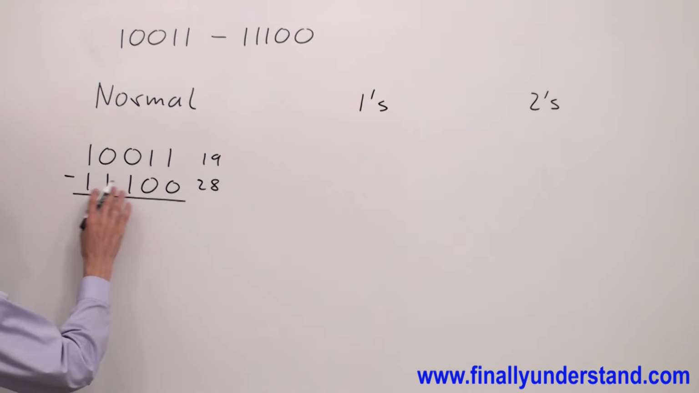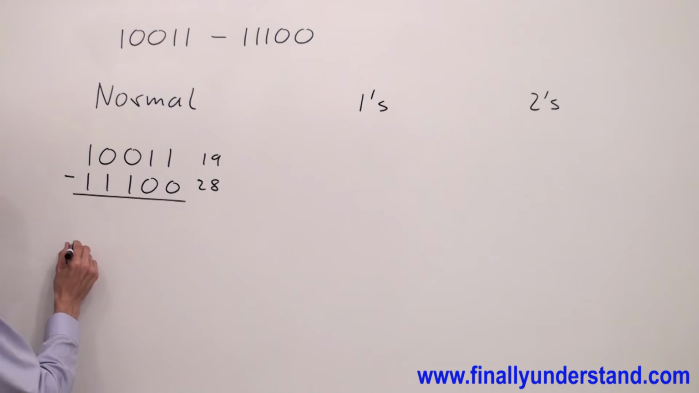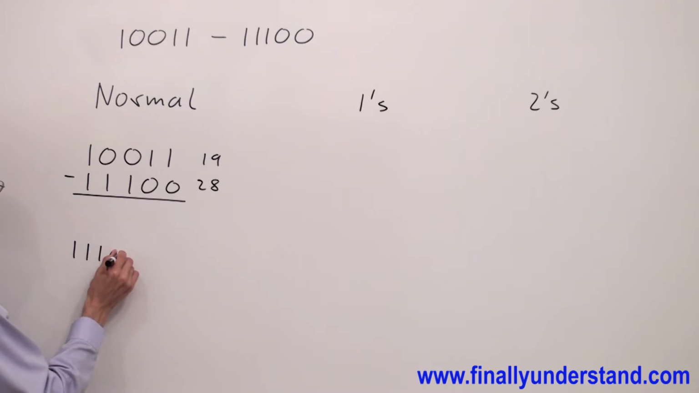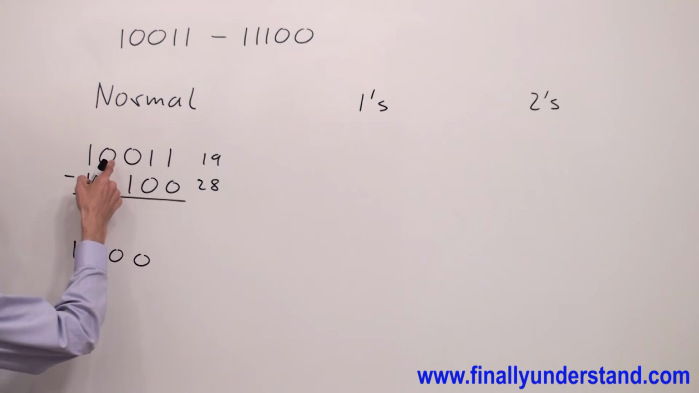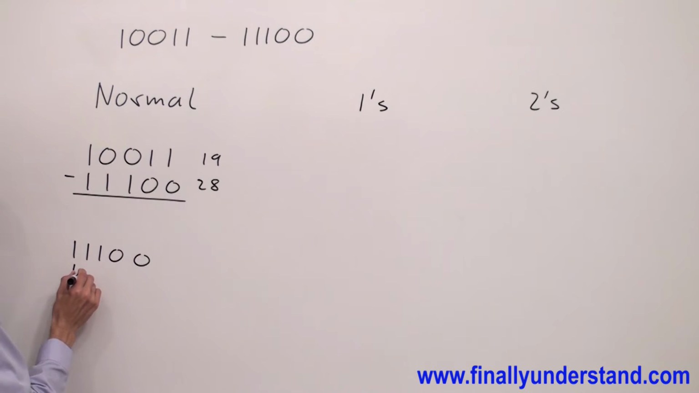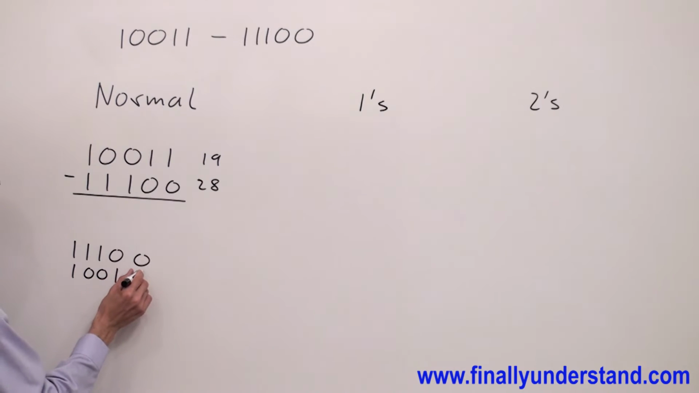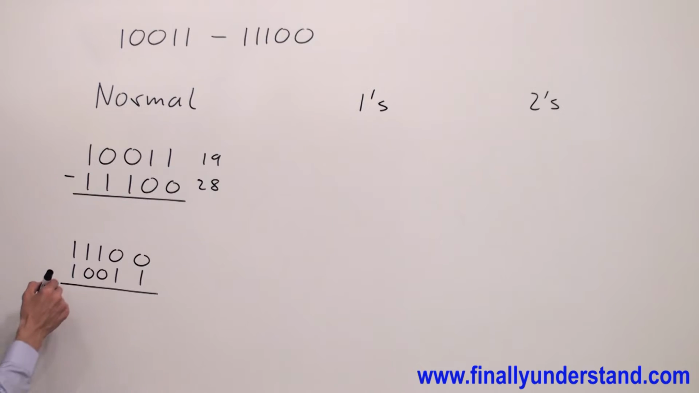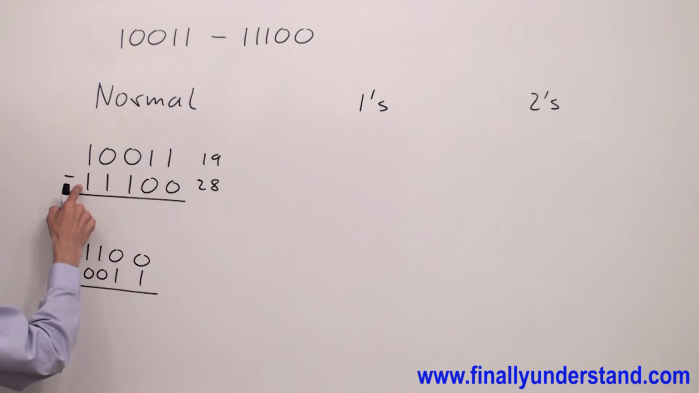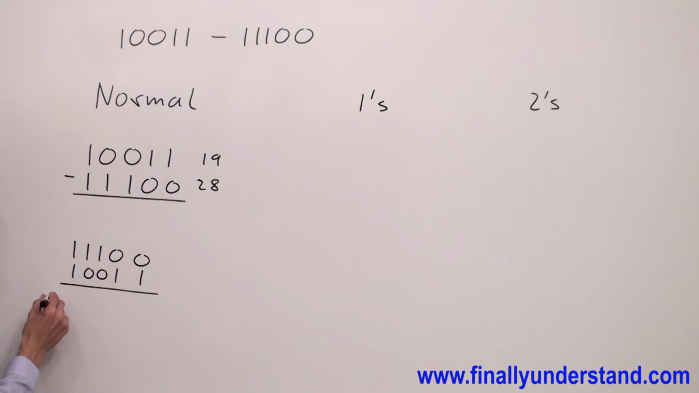We have to take the larger number 1, 1, 1, 0, 0, and subtract from that number the lower number, which is 1, 0, 0, 1, 1. And we're supposed to keep the sign of the larger number. So the larger number has a negative sign next to itself. That's why my answer is going to be negative.